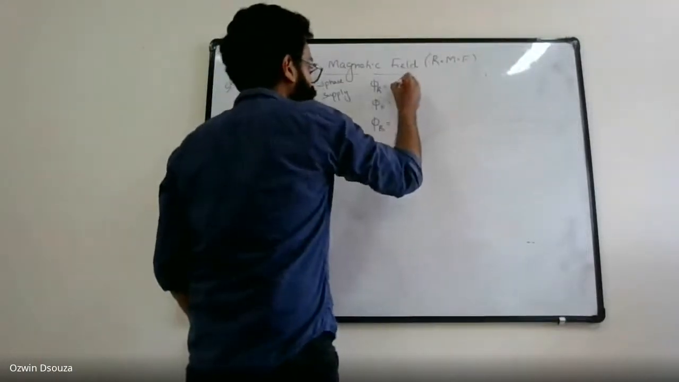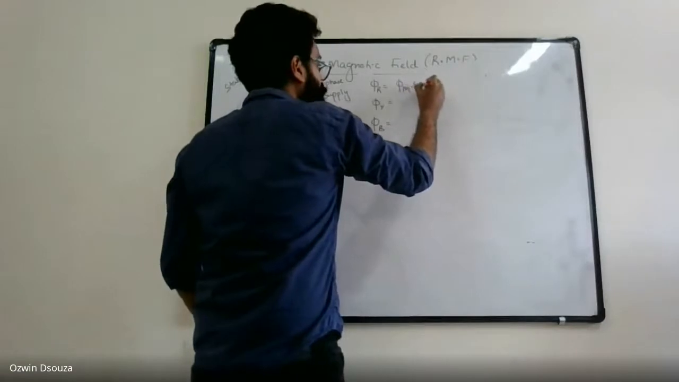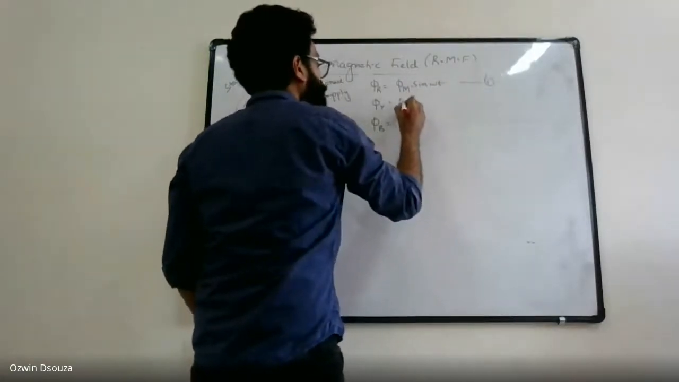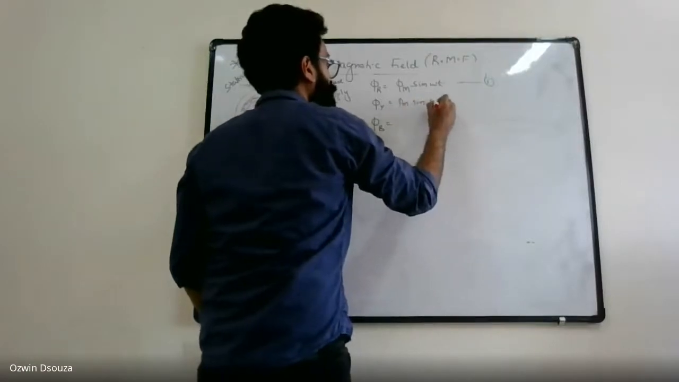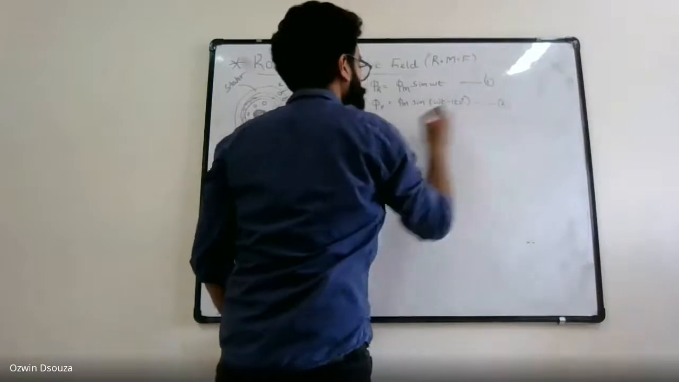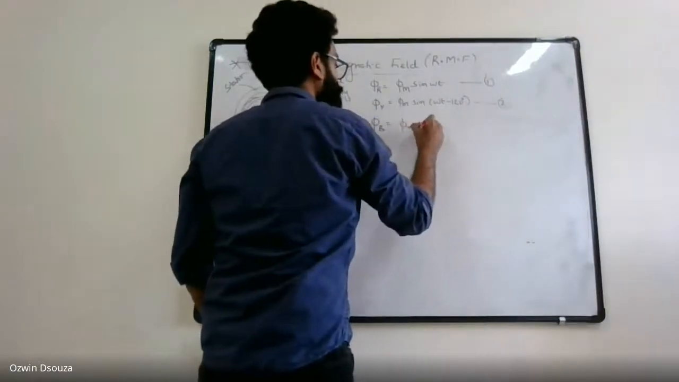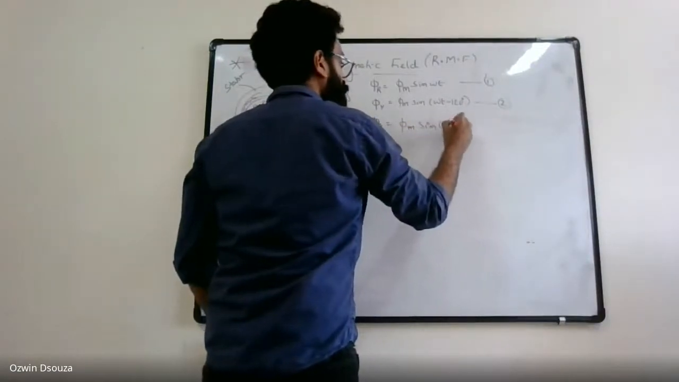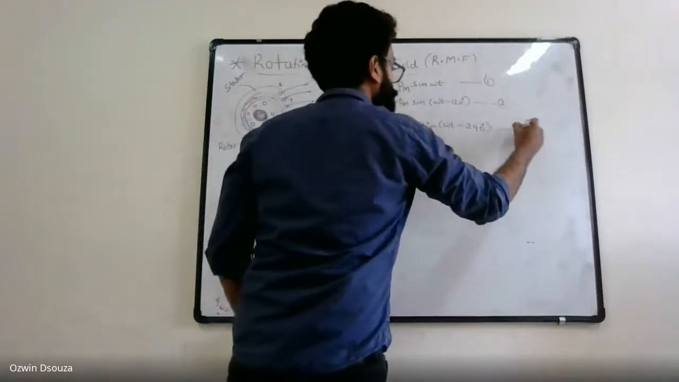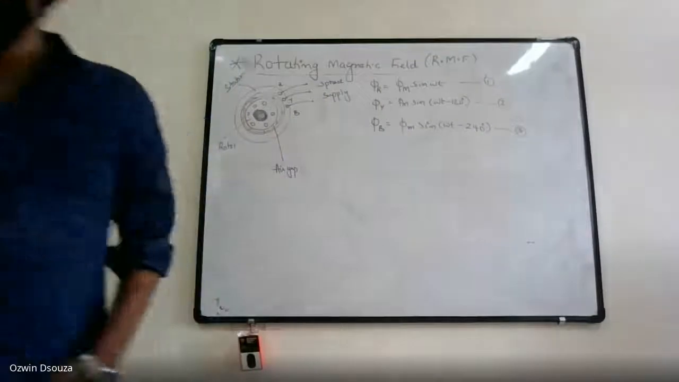In the sense, phi R can be written as phi m sine omega t, equation 1. Phi Y is phi m sine of omega t minus 120, equation 2. Phi B is phi m sine of omega t minus 240 degree, equation 3.